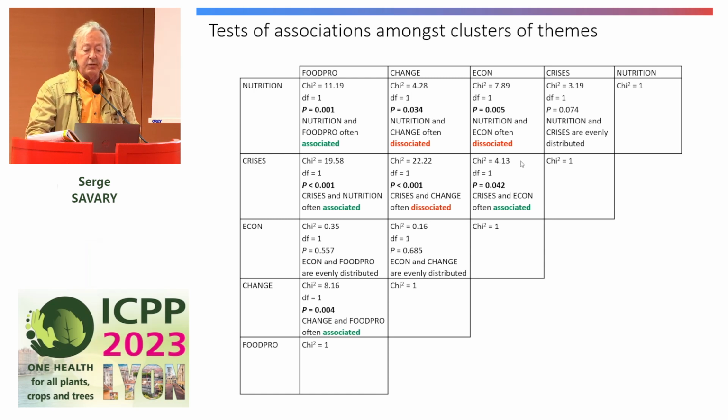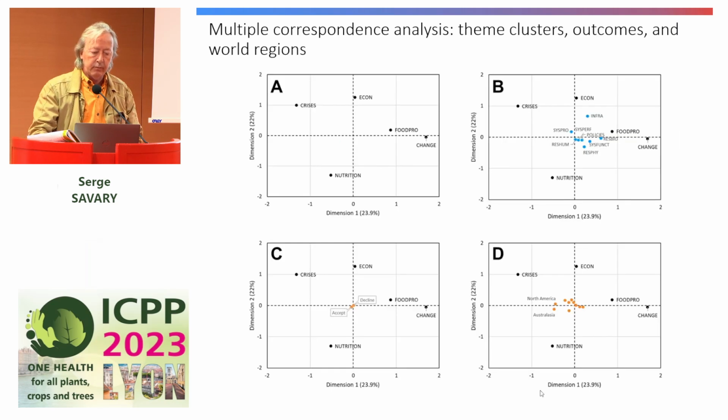But economy is very strongly associated with crisis. Of course, economists love crisis because that makes papers. But no, I have nothing against economists, and they are good friends. And food production is associated with change, technological change, socio-economical change, things like that.